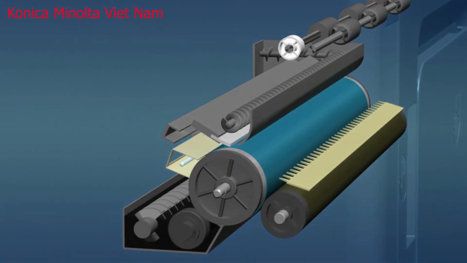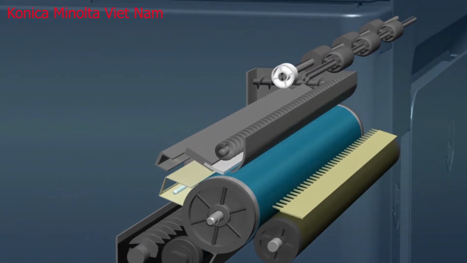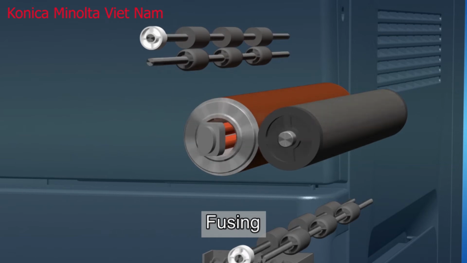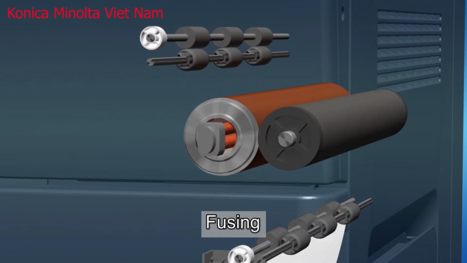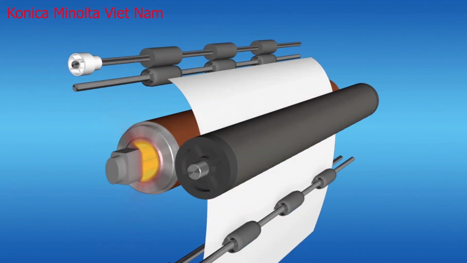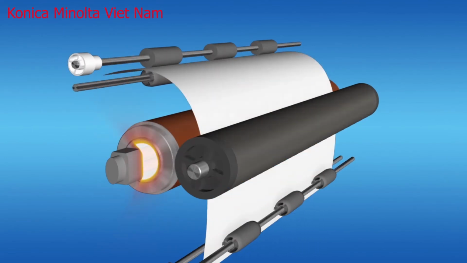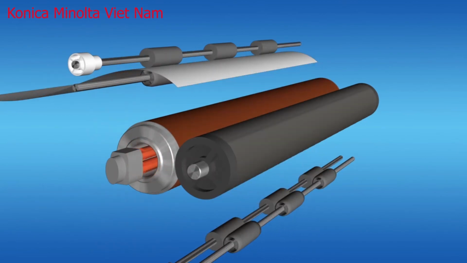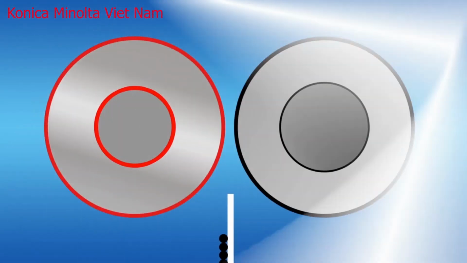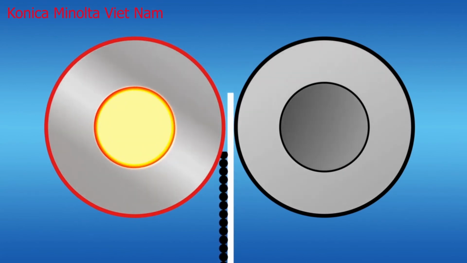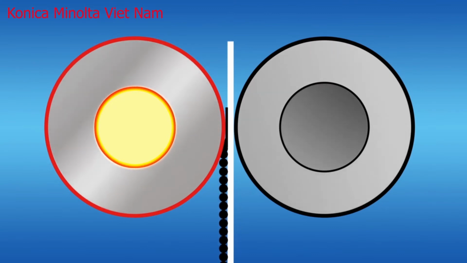The next process fuses toner to the copy paper. In the fusing unit, copy paper which has been separated from the drum passes through high-temperature thermal rollers. The heat and pressure of the roller causes toner on the copy paper to melt and fuse to the paper.